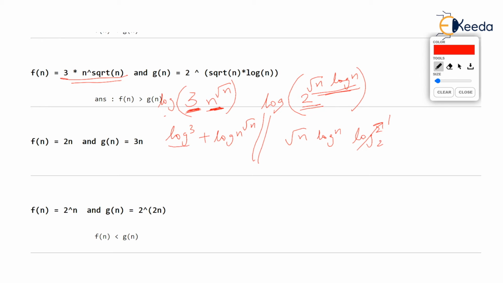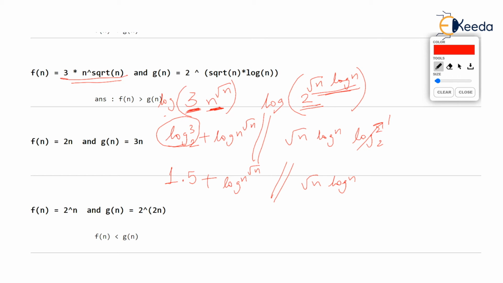Now log 3 to the base 2 is something like 1 point something. Let's say 1.5. It may not be 1.5, but it will be somewhat higher than 1, plus log of n raised to root n. And what remains here is root n log n. Okay. Now still confused. Which one is higher and which one is smaller? Then what you can do is, you can take log again on both sides, isn't it? You can take log on both sides.